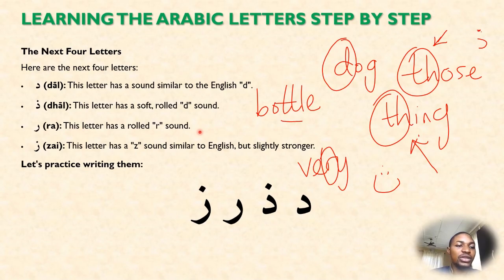And then we have the fourth one here, Zai. Some people call this Zain, but the appropriate one is Zai. This is just the Z sound in the English language. For instance, if you have zip, this Z sound is similar to Zai here. Okay, that's that about the pronunciation.